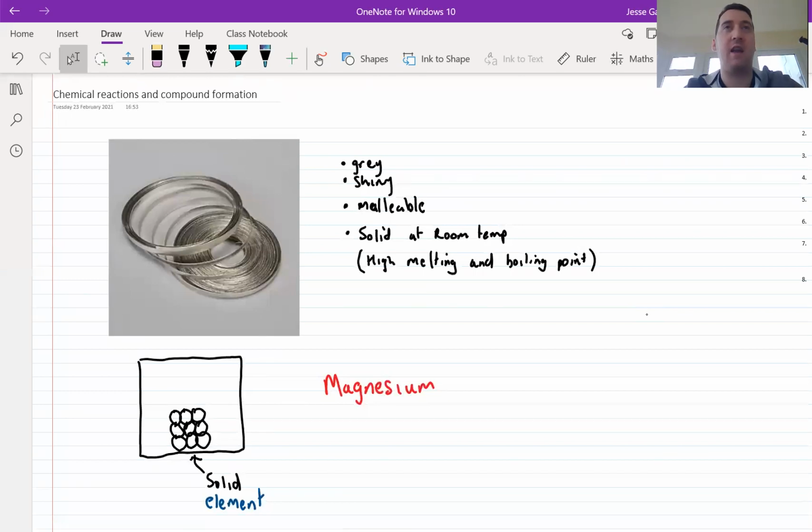New properties, and also compounds are very hard to separate. Once you put them together, you can't just use a magnet to take them apart. It doesn't work like that. They're much more tightly held together. The magnet's no good. It can't just rip out the iron atoms anymore.